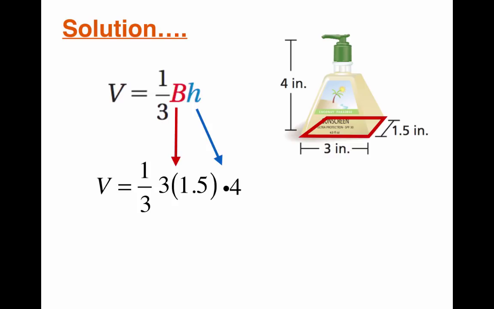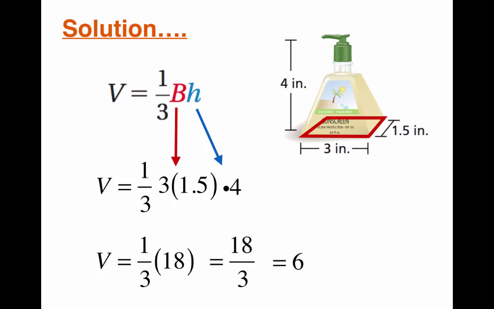So grab a calculator, do 3 times 1.5 times 4, and you get 18. So 18 divided by 3, which is 6. So the answer is 6 inches cubed. 6 cubic inches is the volume.